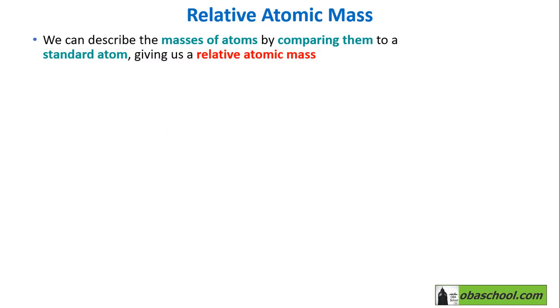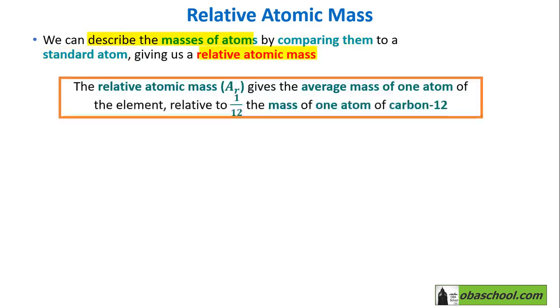It is therefore most useful to describe the mass of an atom by comparing it to a standard atom, giving us what is known as a relative atomic mass. We can formally define a relative atomic mass, or our Ar value, as the average mass of one atom of that element relative to 1/12 the mass of one atom of carbon-12.